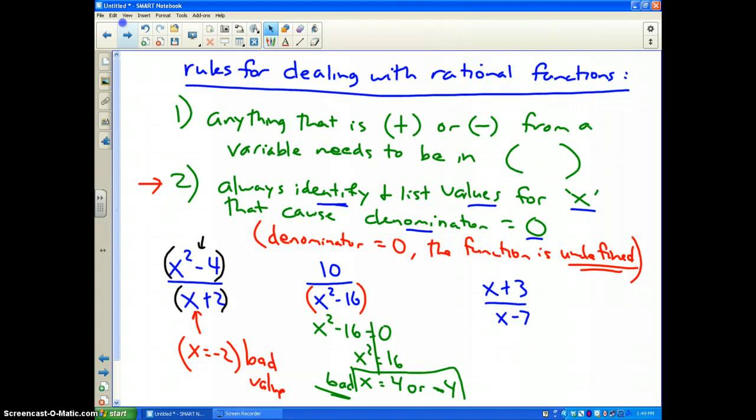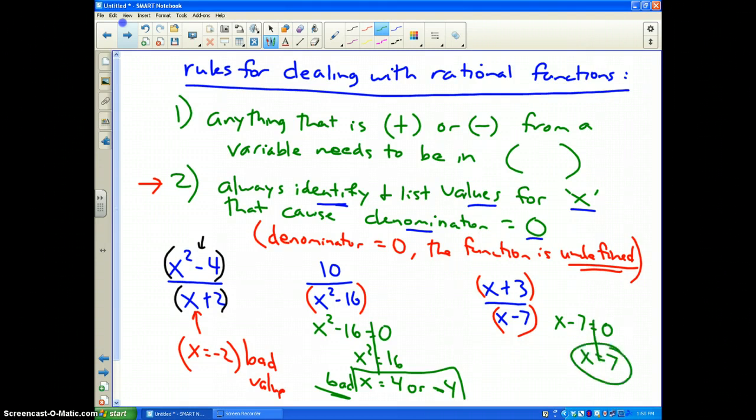That was our other problem from the earlier slide. Well, obviously, there's a plus sign in the numerator and a minus sign in the denominator. They should both be in parentheses. And rule number 2, what is the value that causes the denominator to be 0? Well, x minus 7 equals 0 if I solve it. X cannot be 7. That is bad. You can't use 7 in that problem. So you're going to do this all unit long. Get used to listing the values for x that are bad. You can't use them.